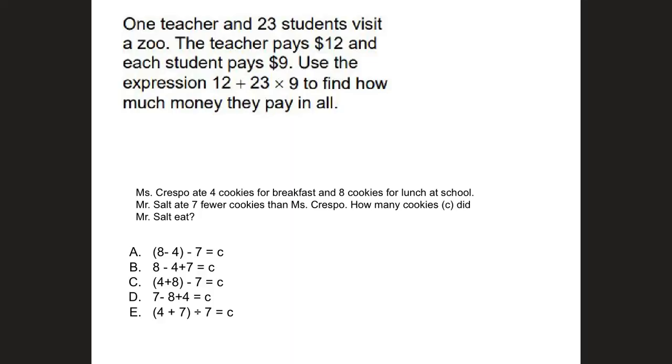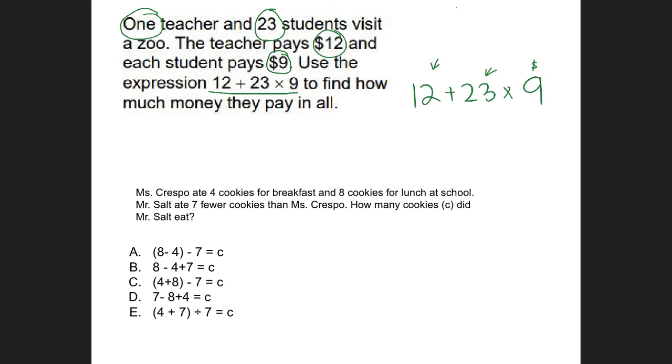Okay. One teacher and 23 students visit a zoo. The teacher pays 12, and each student pays 9. Use the expression 12 plus 23 times 9 to find how much money they pay in all. So again, the teacher pays 12. Each of the 23 students pays $9. So I need to figure out how much the students paid altogether.